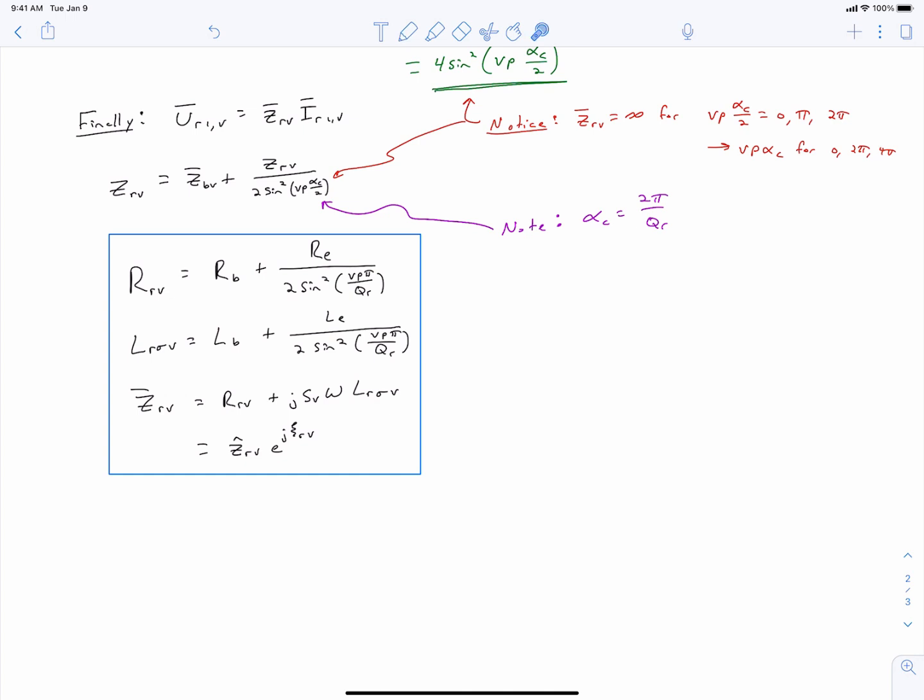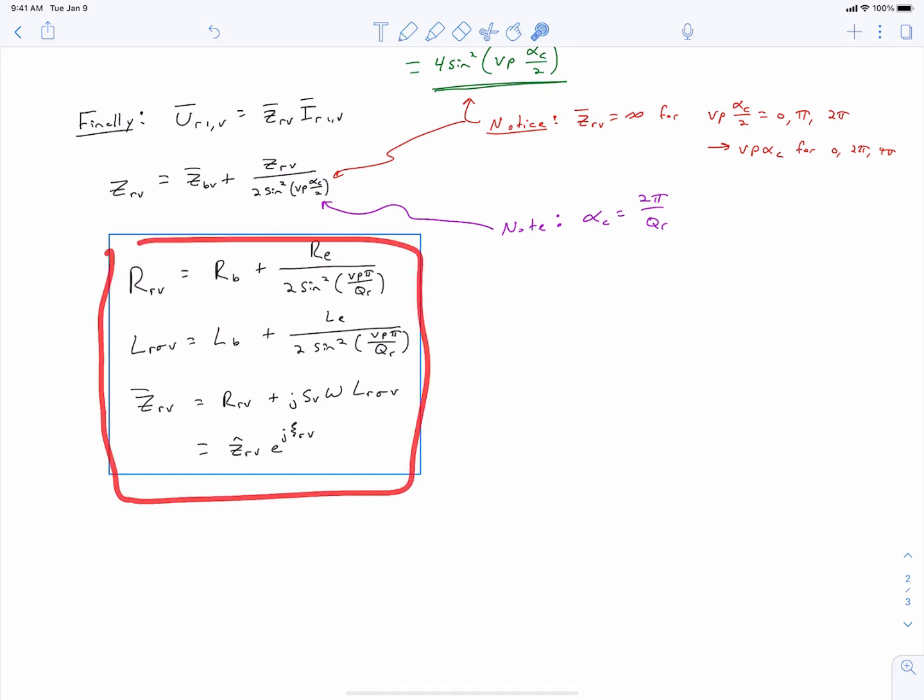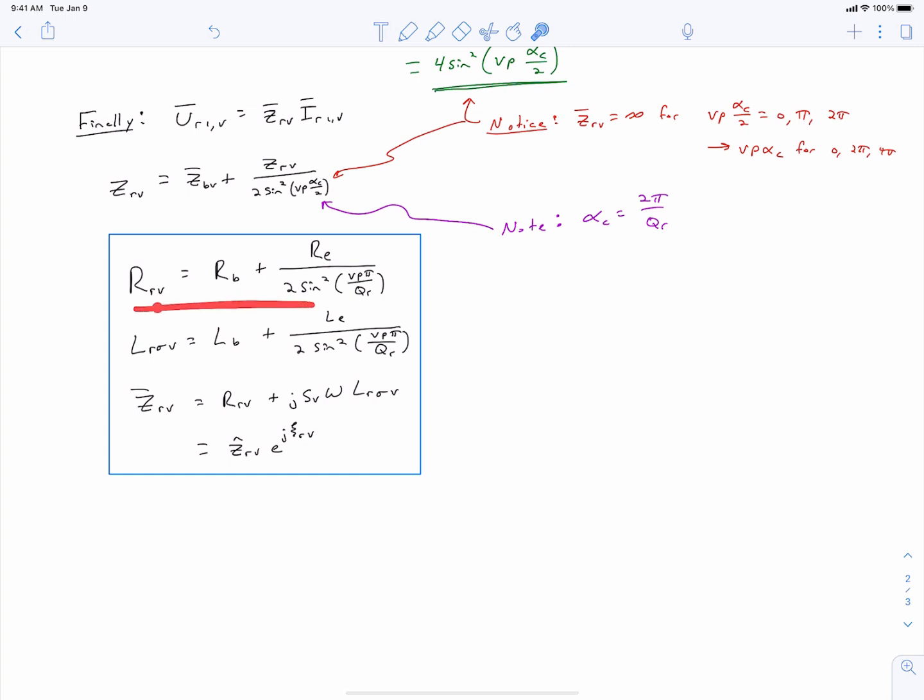And so then we finally get this nice result in the blue box here, which is we can talk about our equivalent rotor circuit resistance as this RRV and our equivalent rotor leakage inductance, which is this LR sigma V. And the V, again, is keeping track of harmonics. It appears inside this sine term. And our total rotor impedance, the ZRV, we oftentimes are going to talk about it in terms of its magnitude, so ZRV hat, and angle, which we're calling zeta RV.